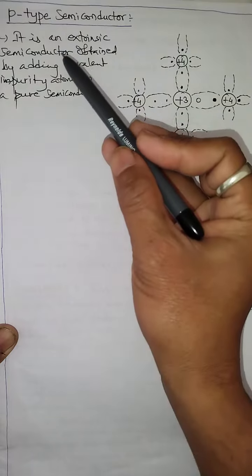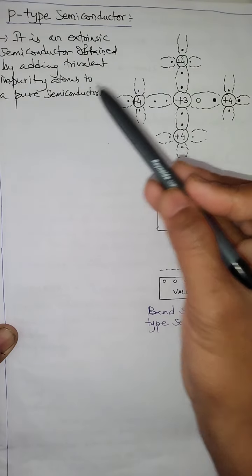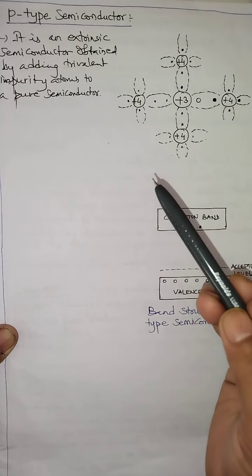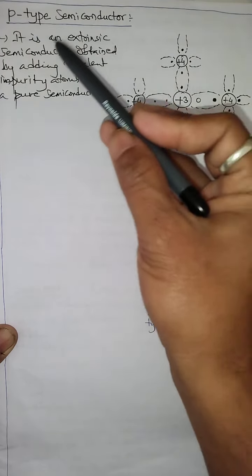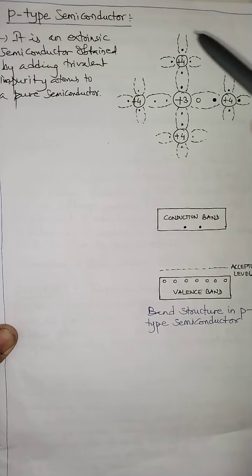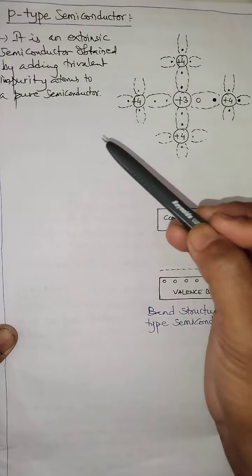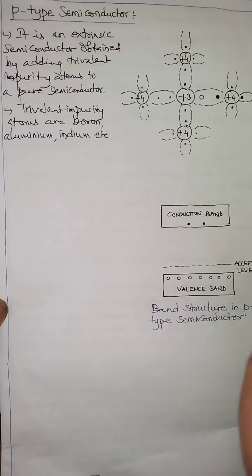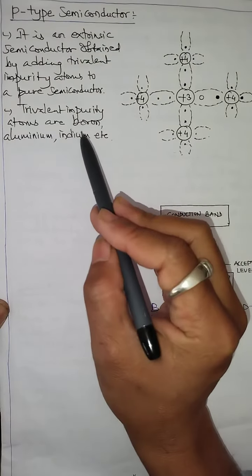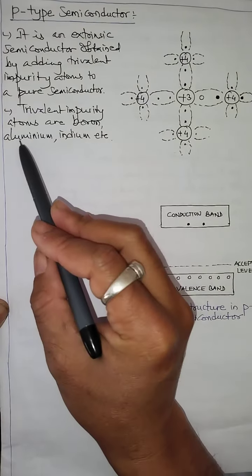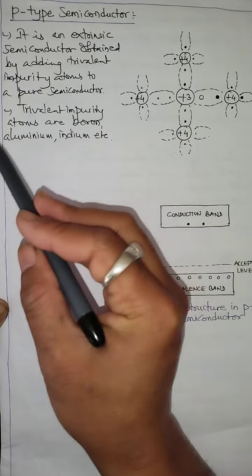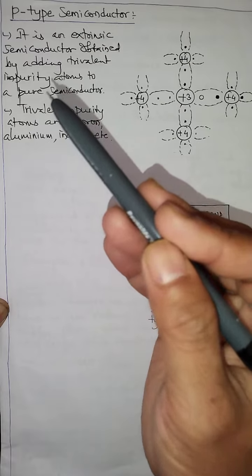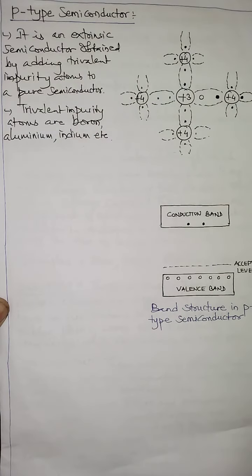So when you add a trivalent impurity atom to a pure semiconductor like silicon or germanium, the semiconductor which is formed is called a p-type semiconductor. Examples of trivalent impurity atoms are boron, aluminum, indium, etc. These are all elements present in group 3 of the periodic table, having valency 3 and 3 valence electrons.